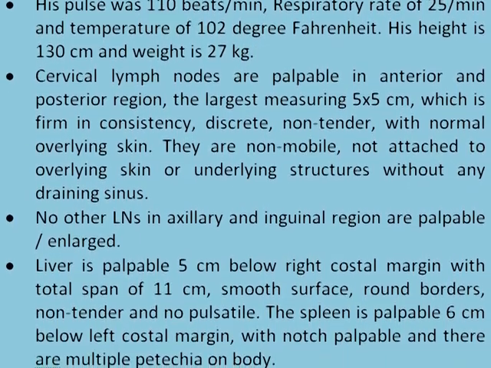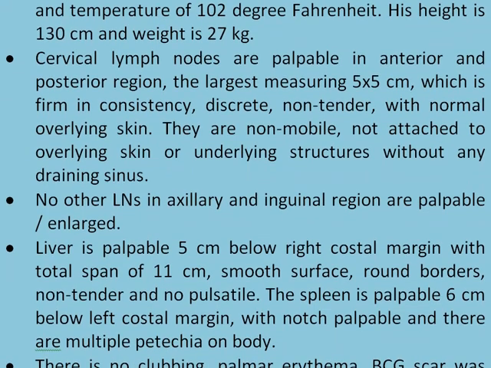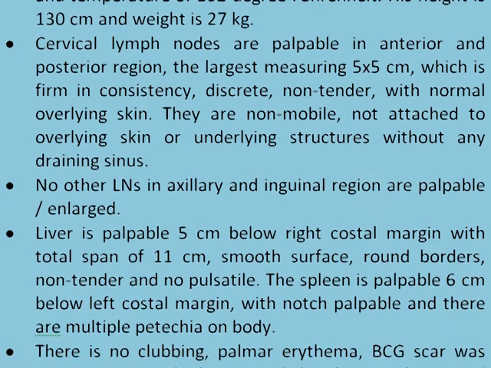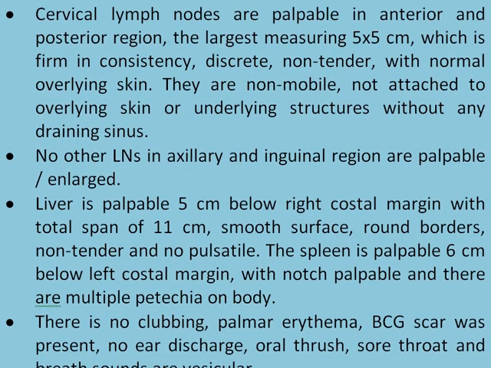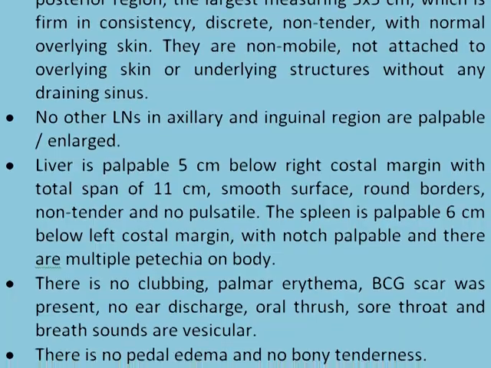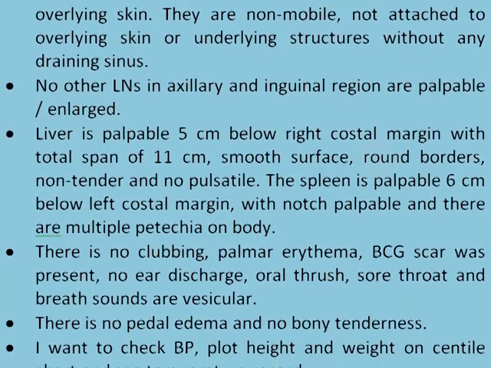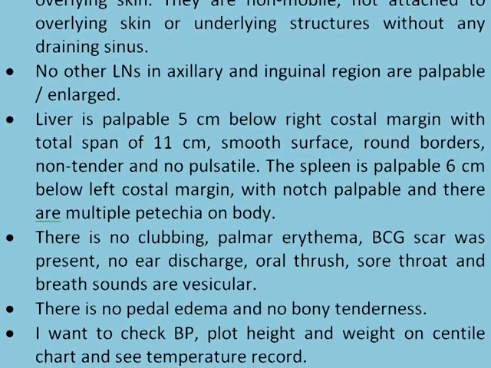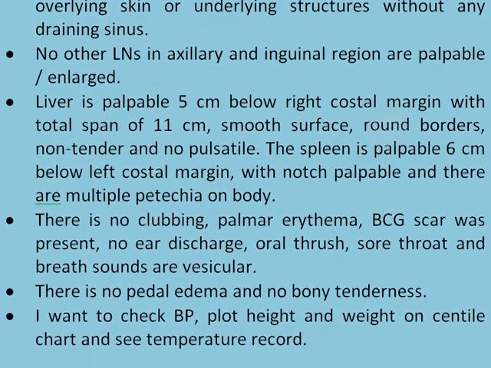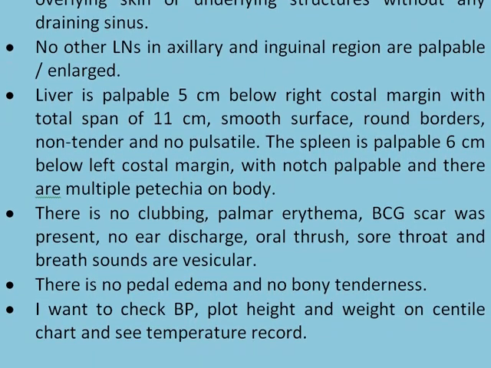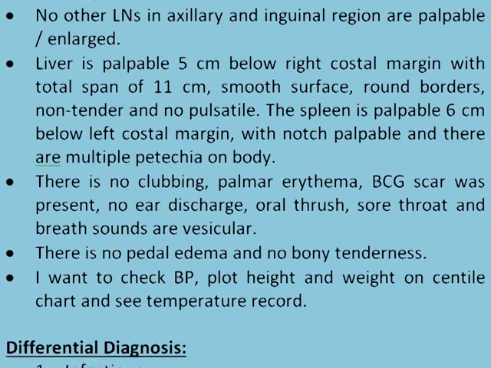Liver is palpable 5 cm below right costal margin, with a total span of 11 cm, smooth surface, rounded borders, non-tender, and is not pulsatile. The spleen is palpable 6 cm below left costal margin, with notch palpable, and there are multiple petechiae on the body. There is no clubbing, palmar erythema, BCG scar was present. No ear discharge, oral thrush, sore throat, and breath sounds are vesicular. There's no pedal edema and no bony tenderness. I want to check blood pressure, plot height and weight on centile charts, and see temperature record.